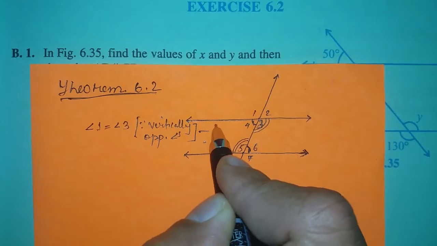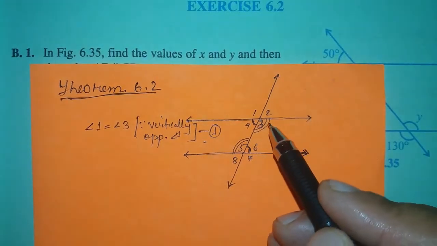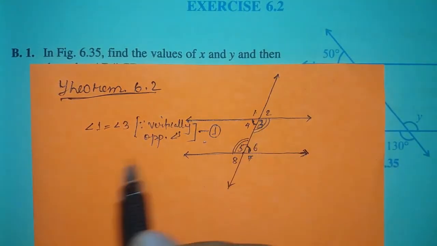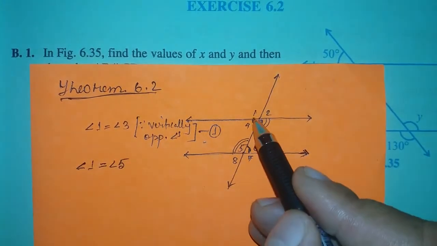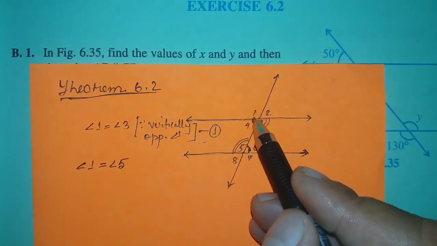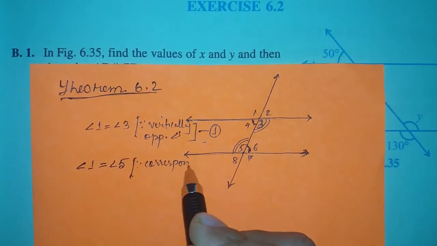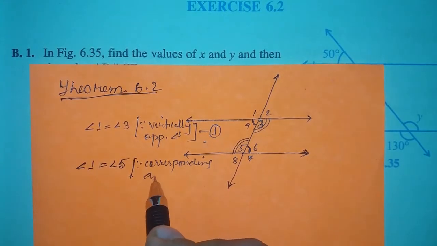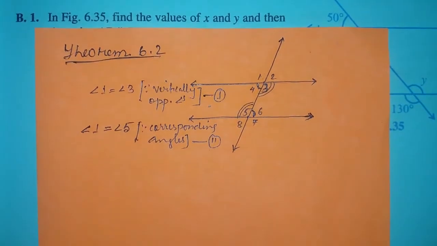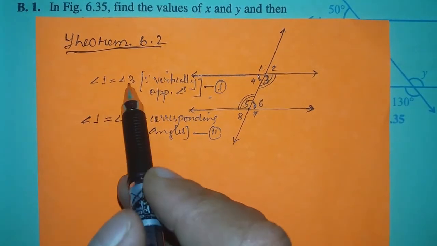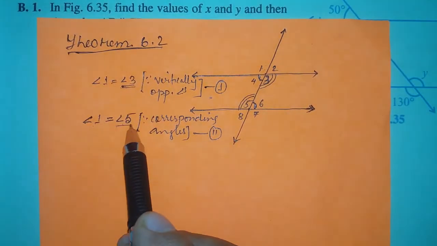Let's call this equation 1. Again, angle 1 and angle 5 are equal, since they are a pair of corresponding angles. Let's call this equation 2. Now from 1 and 2, angle 1 is equal to angle 3, and angle 1 is again equal to angle 5, which means angle 3 is equal to angle 5.